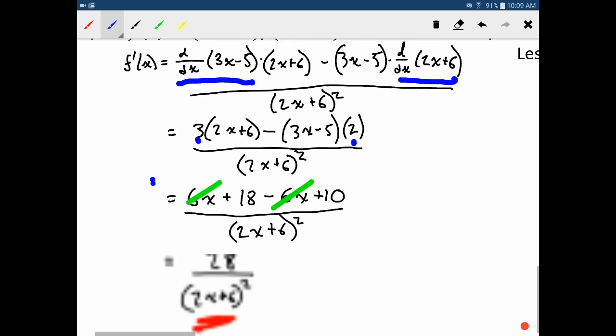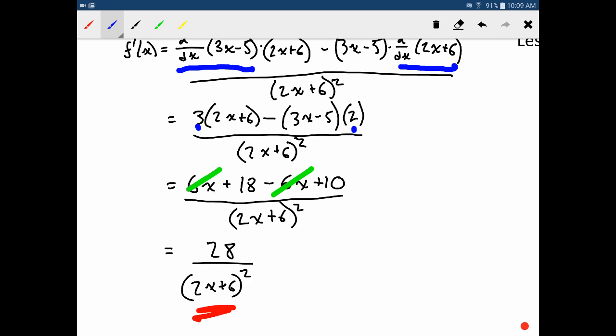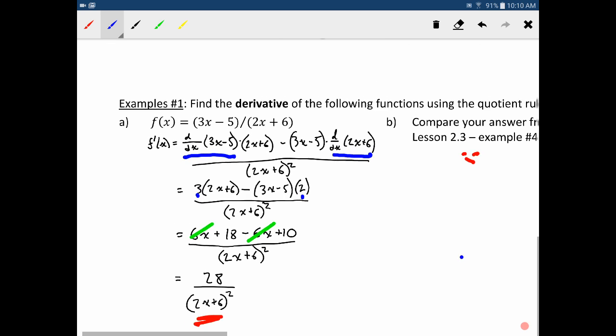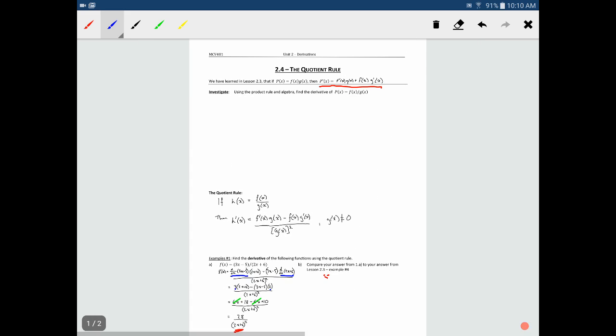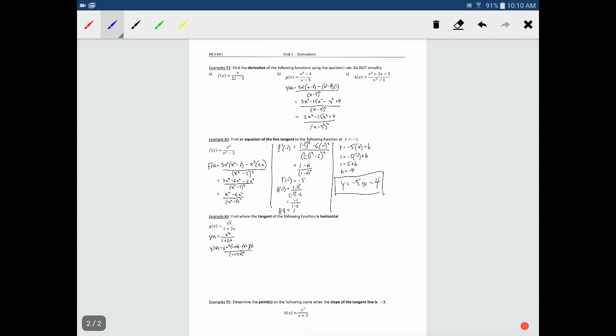So I can expand a little bit here. Not a lot, but a little bit. The 6x's will cancel out, and you're left with 28 over (2x plus 6) squared. Okay? All right, so I do want you to go back to your last lesson and compare your answer from 2.3, example 4. Compare it to example 4. All right, so let's jump over to the next one.